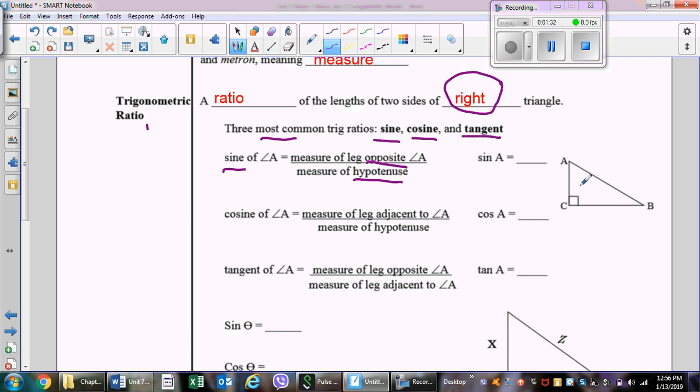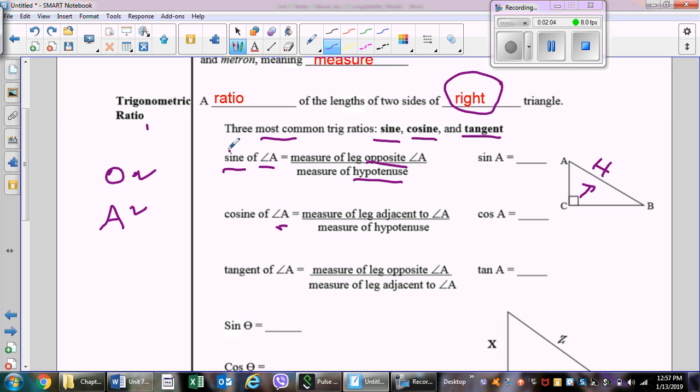So every time we have a right triangle, the side opposite to the 90-degree angle is your hypotenuse. That part doesn't change. But the opposite side and the adjacent side change depending on what angle you're looking at. Okay? So remember, the hypotenuse does not change. It doesn't matter what sine of what you're asking, but the opposite side and the adjacent side always change depending on the degree or the angle you're looking at.